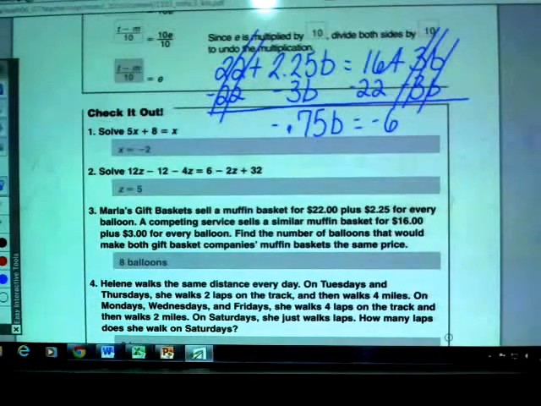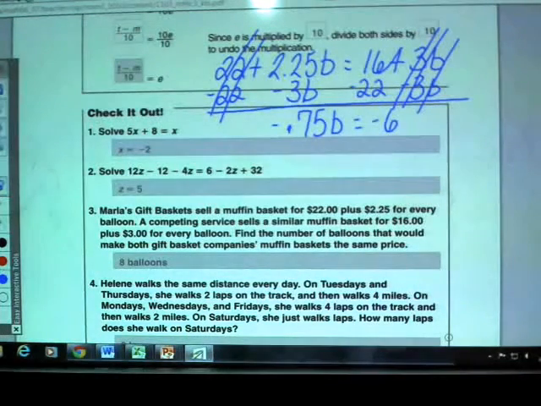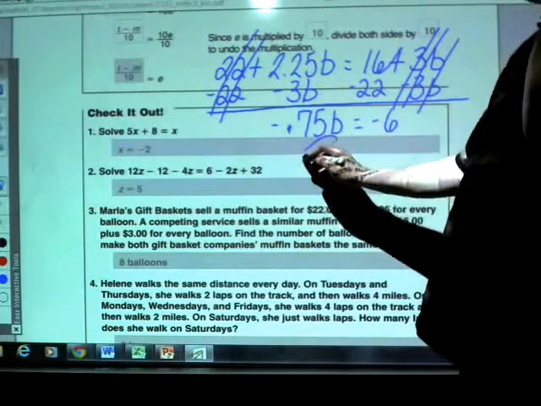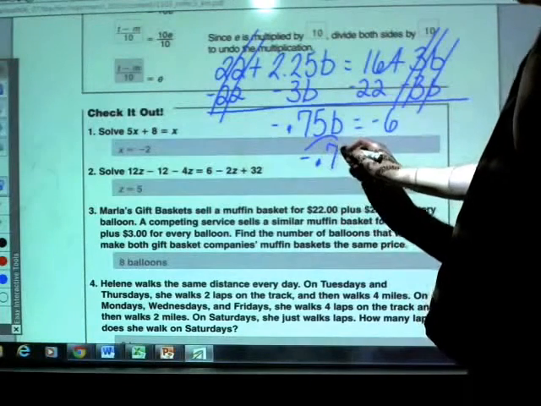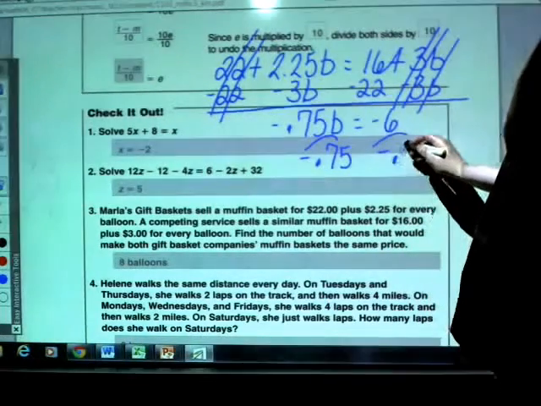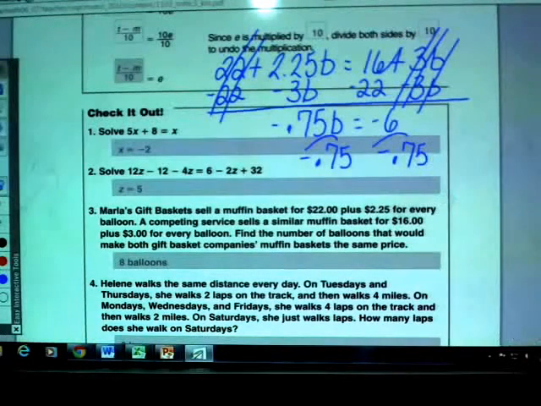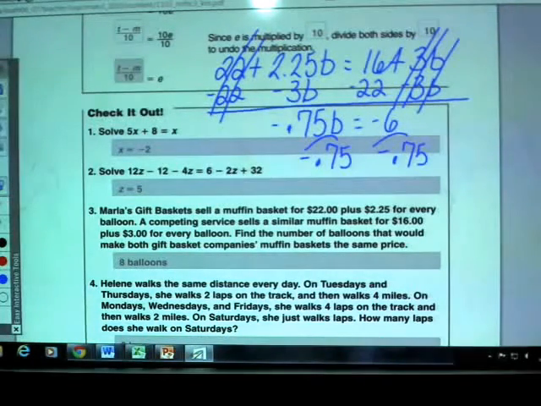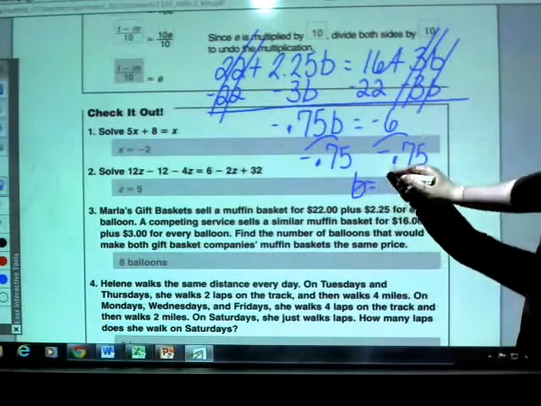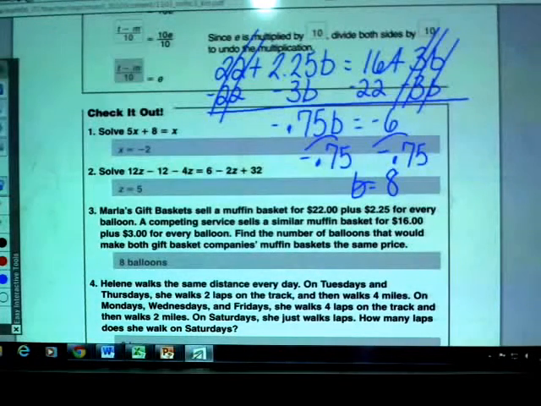All right, well, that's a multiplication equation to be solved by division here. So I'm dividing both sides by negative 0.75. So I'm going to take that negative 6 and divide it by the negative 0.75. Negative divided by a negative is going to change positive, which is great because it should be a positive number of balloons. That would make sense. And when I do that division, 6 divided by 75 cents turns into 8. So at 8 balloons, the cost of the basket at Marla's and her competitors will be exactly the same.